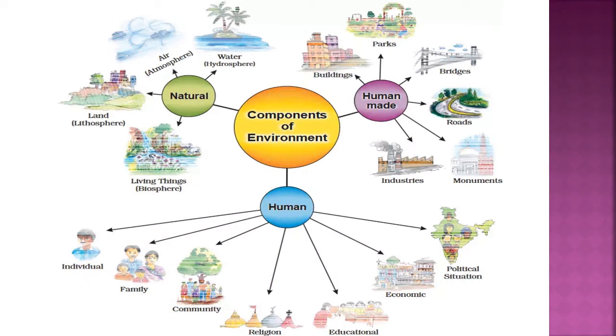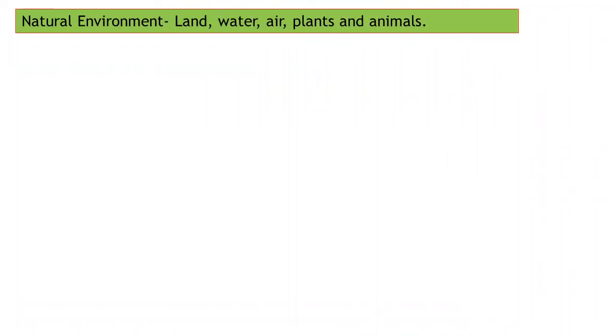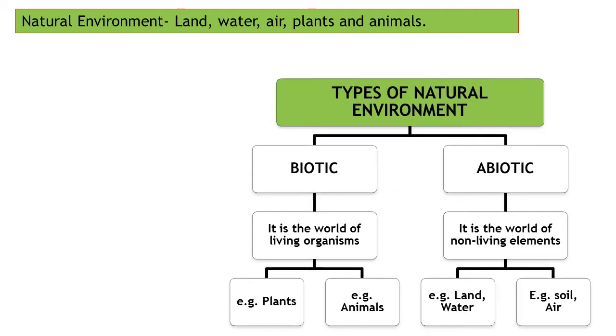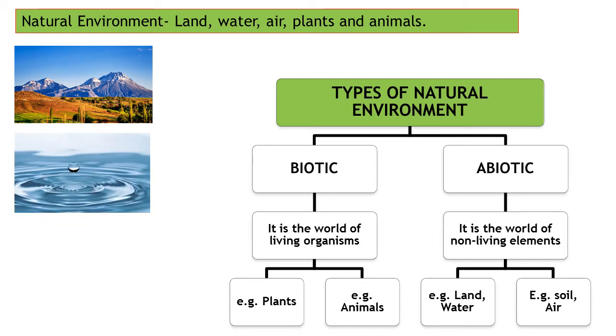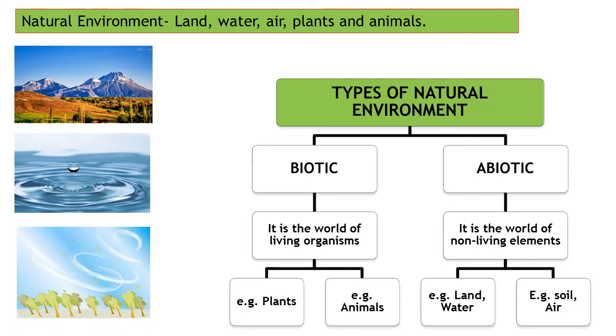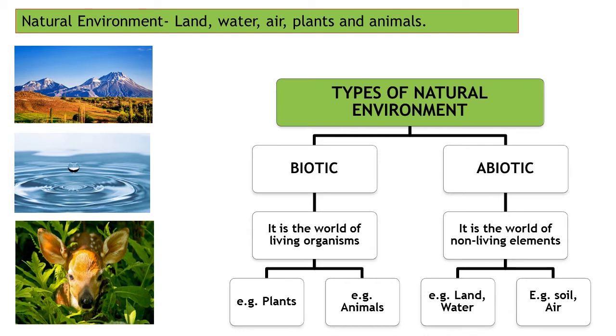There are three components of environment: natural environment, human made environment, and human environment. So let us study them in detail. Let us start with natural environment. What is natural environment? Land, water, air, plants, animals, soil, minerals, anything that we get from nature is part of natural environment. And there are two types of natural environment. One is biotic, another one is abiotic.